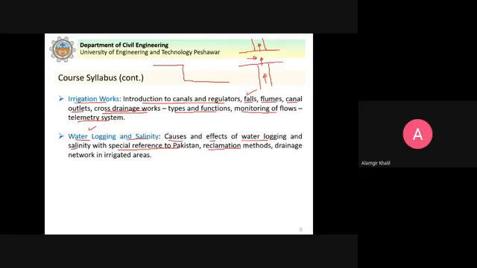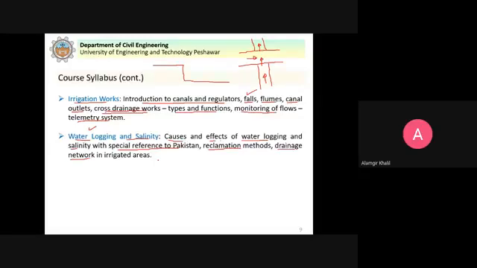So when we constructed the Tarbela Dam, the water table increased. It rose to the surface and adversely affected the productivity of the land. So for that, we need to provide a drainage network in order to drain that water, lower the water table, and increase the productivity of the land.